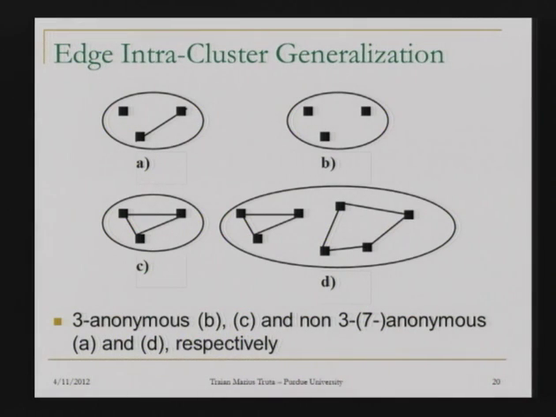It's not the same with A. With 3, 1, you still don't know which nodes are connected. And also with D, you don't know how the edges are connected. So what we say here is that B or C, even if you reveal the structure, are still 3 anonymous, while A or D are not 3 or 7 anonymous, because if you reveal the structure, you will distinguish between the nodes.